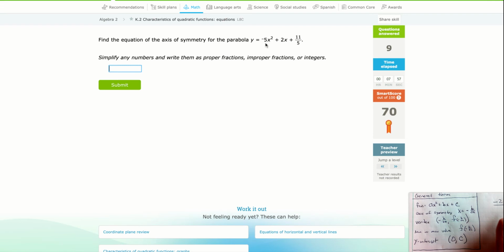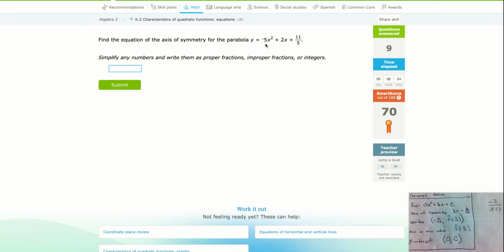2 times a. A is negative 5. 2 times negative 5, well, that's going to be a negative 10. And so I have negative 2 over negative 10, or I get 1/5. 1/5 is my axis of symmetry, and it wants the equation, so x equals 1/5.